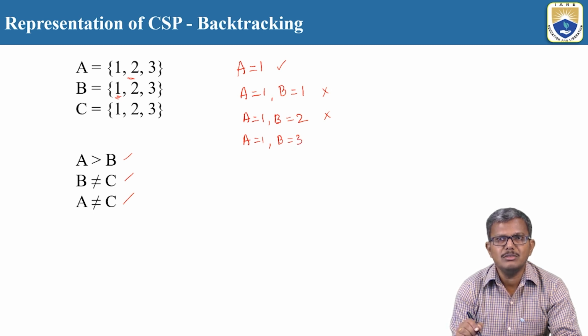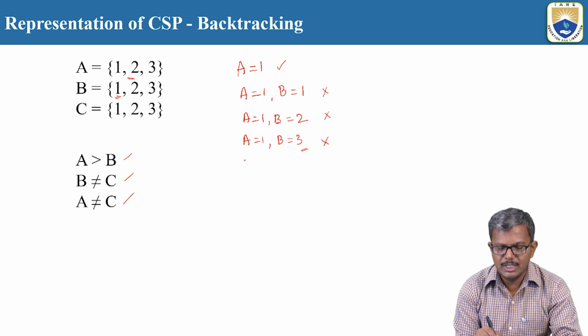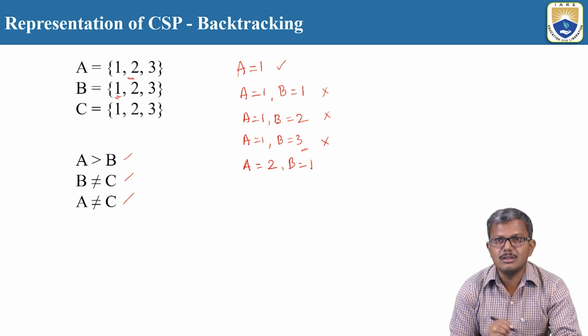Is it possible now? Still it is not possible, because it is also not satisfying the first constraint, that A must be greater than B. So again we are performing the backtrack. Here we should not take 4, because B can only take 3 values in its domain: 1, 2 and 3. So we need to come up here, to A equal to 2, and we take B equal to 1.